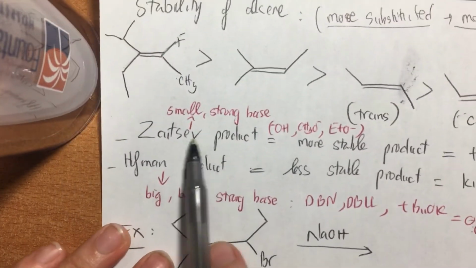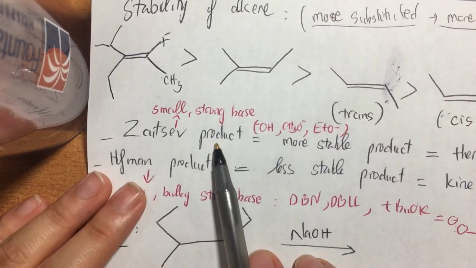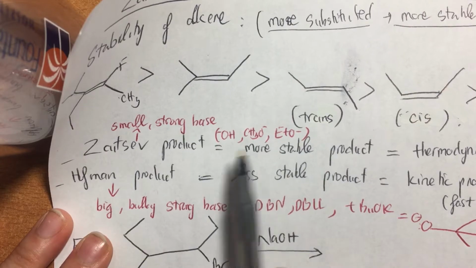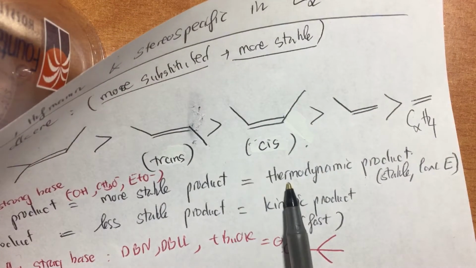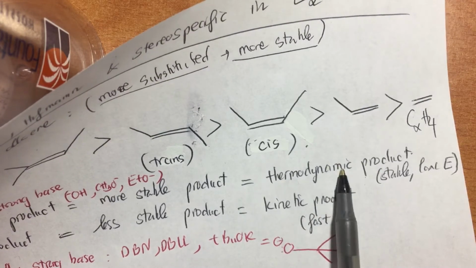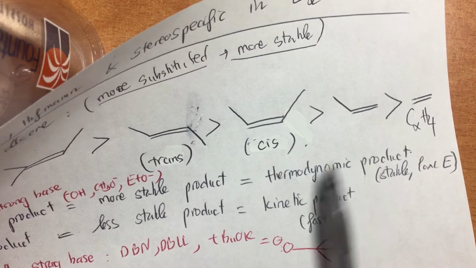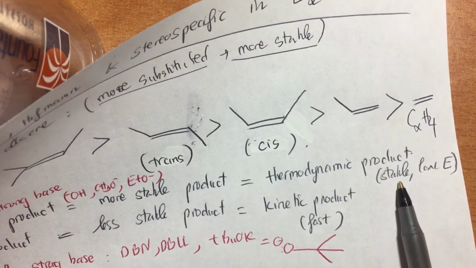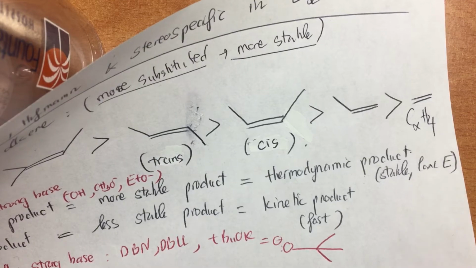Alright, so let's talk about Zaitsev product. So what is Zaitsev product? Zaitsev product is the more stable product. It means that it's more substituted. And also we have another term, it is the thermodynamic product. Thermodynamic product means that it's forming slowly, but it's more stable and lower in energy.